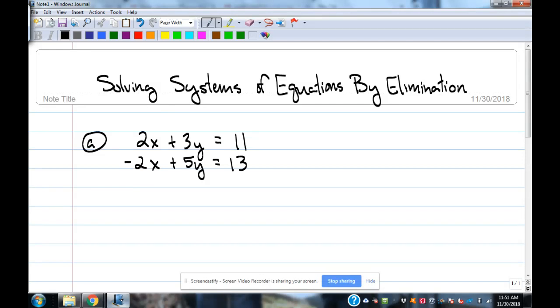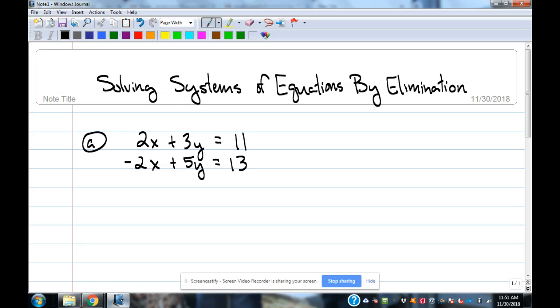Thing we want to look for, once we know that x and y are on the same side, is we look for opposites. Where are there opposites in this problem? Comparing first equation to second equation, 11 and 13 are not opposite to one another. The positive 2x and the negative 2x, those are opposites of one another. If you have opposites, then you're ready to do elimination.